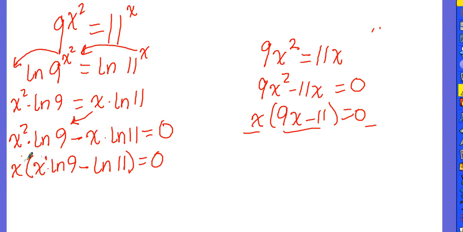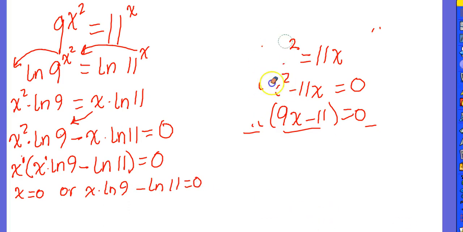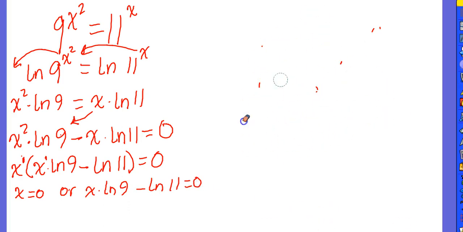Now we have an x to the first power and x to the first power. We're in really good shape. Either this x has to equal 0, 0 times something equals 0, or this quantity here has to equal 0. Some number times 0 equals 0. So we have two solutions. So either x equals 0 or x times the natural log of 9 minus the natural log of 11 equals 0. I'm going to come over here to finish this problem out. So I'm going to go ahead and box that because I'm done with it. Then I'm going to finish this problem up here.